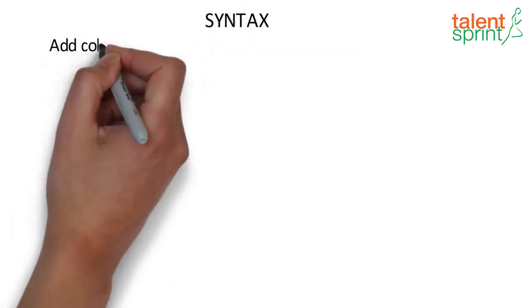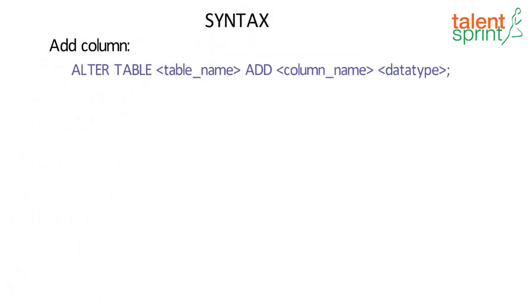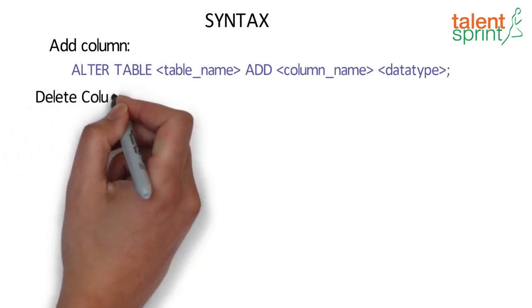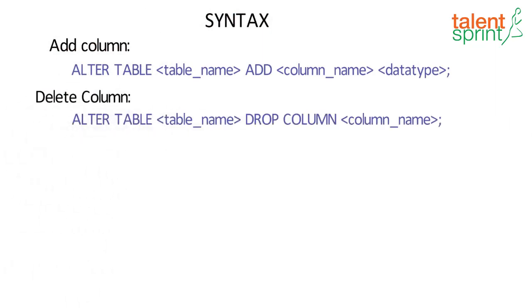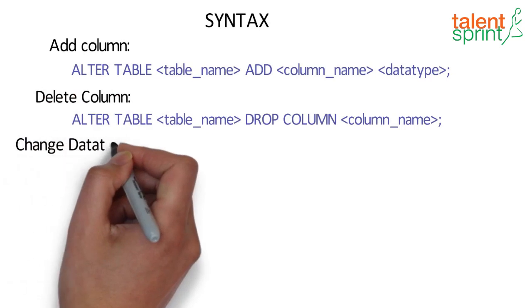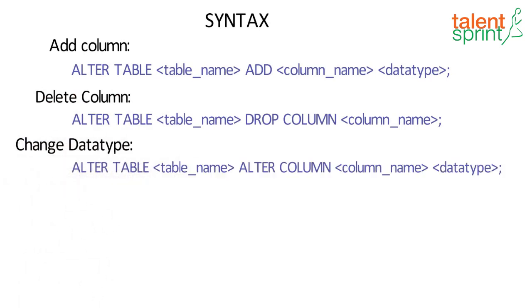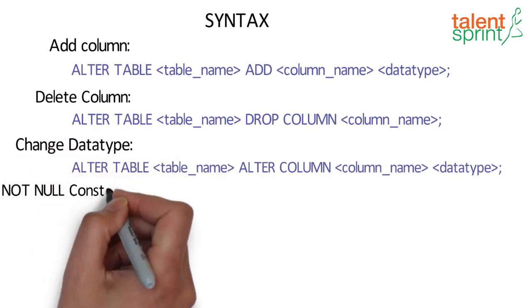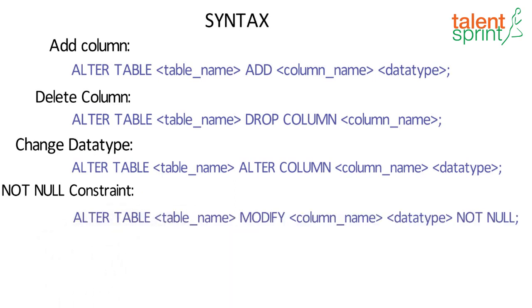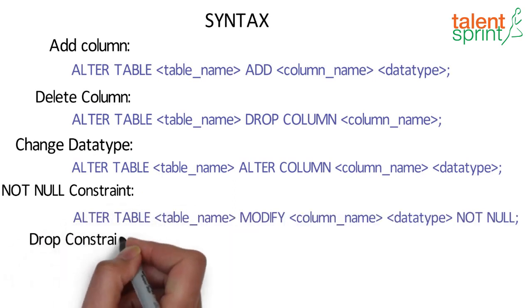To add a column to the table, to delete a column from the table, to change data type of a column in a table, to add not null constraint to a column, to drop constraint from a table column.